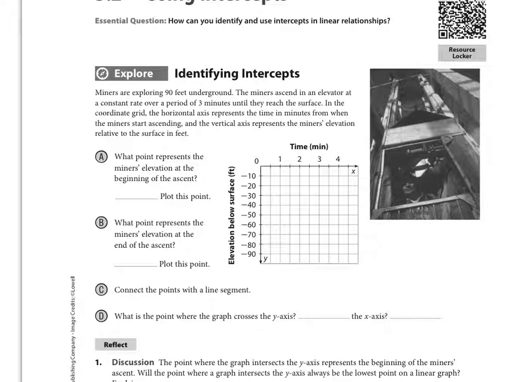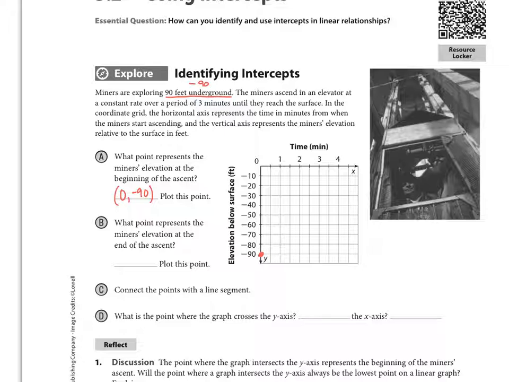So 90 feet underground is where they start. We can think of that as a negative 90. Since they start there, that's when the time is 0 minutes. So this is part A: what point represents the miner's elevation at the beginning? That is the point 0, comma, negative 90. We start with the description of what this point means, where we begin, and then we put that onto the graph.